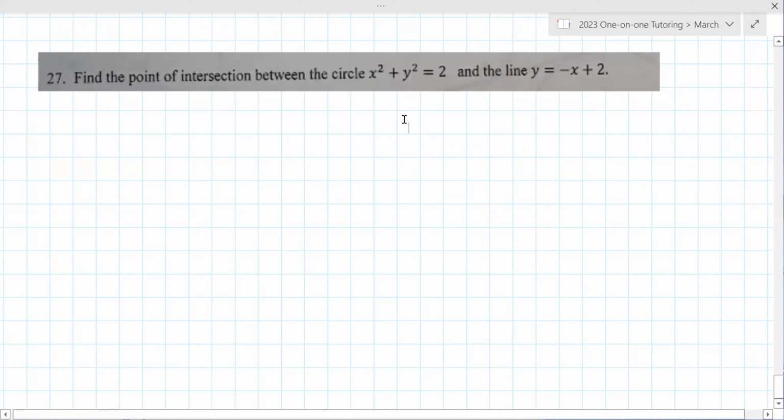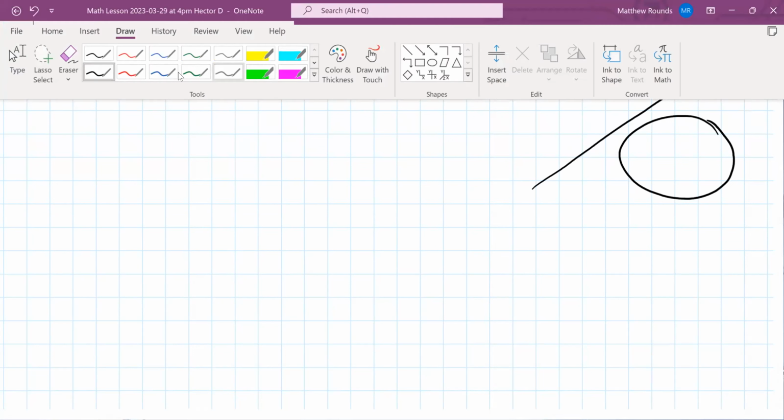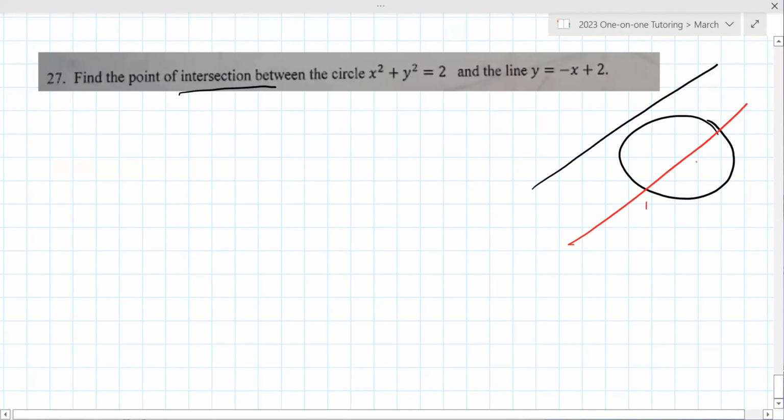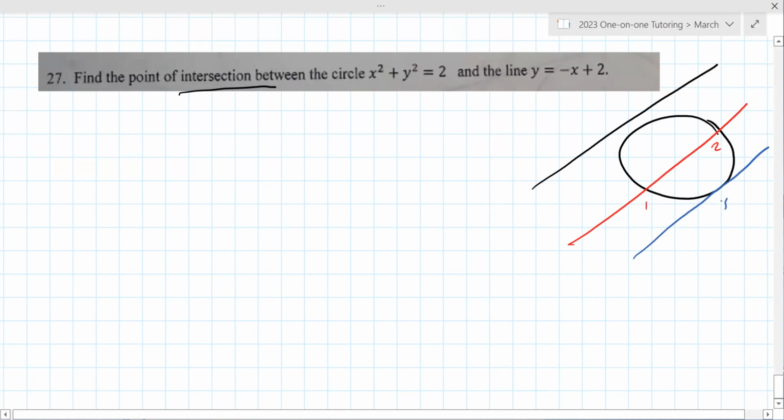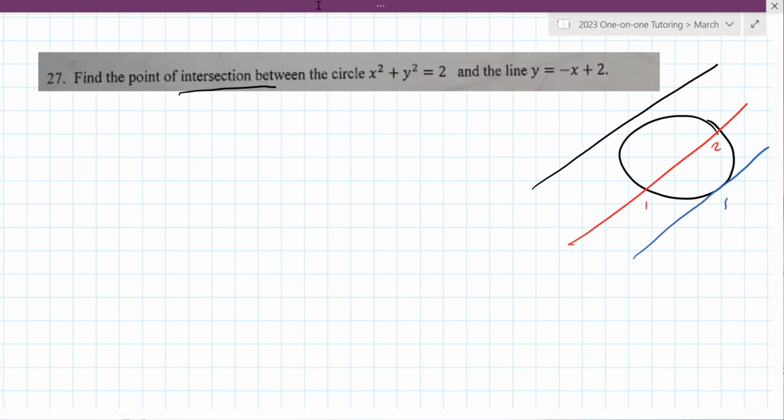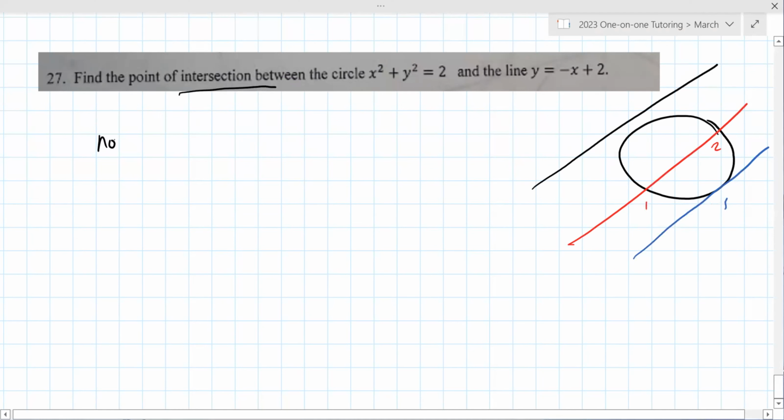So 27. This one looks like maybe it's a graphing problem or something, but it just has to find the point of intersection between the two. So a circle and a line have the following possibilities. They can miss, they can hit in two places, they can also be tangent where there's only one solution. And we don't really know which one it is until we do this. So this is what's called a nonlinear system, and you always solve these by substitution until you know otherwise.